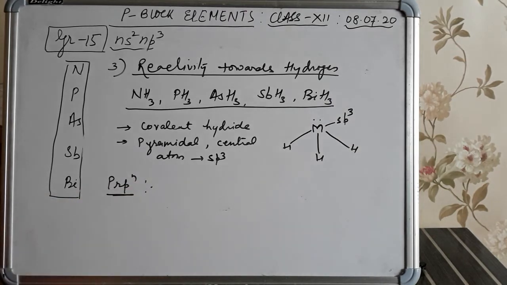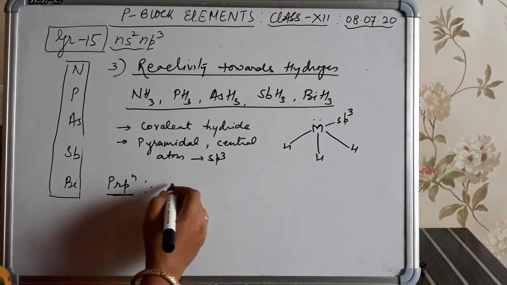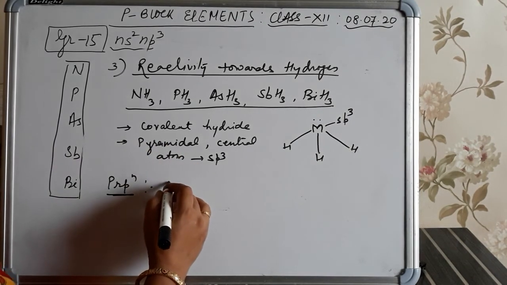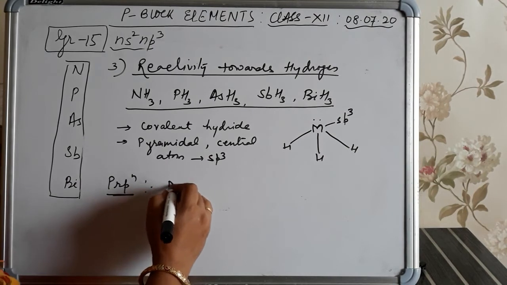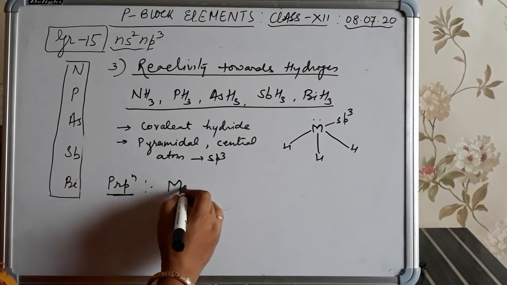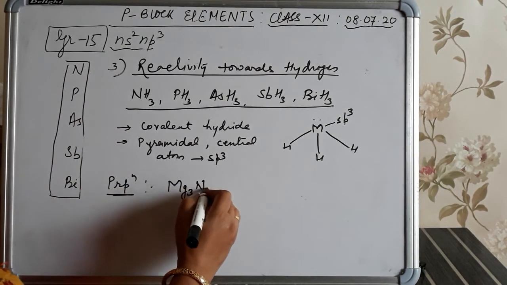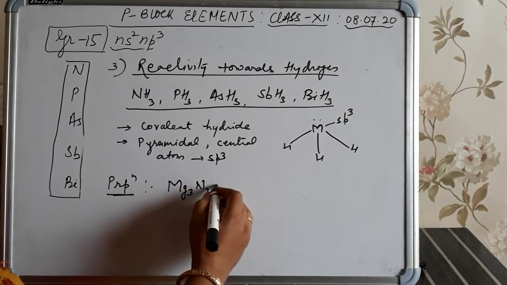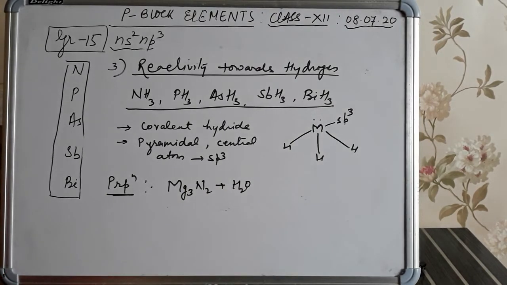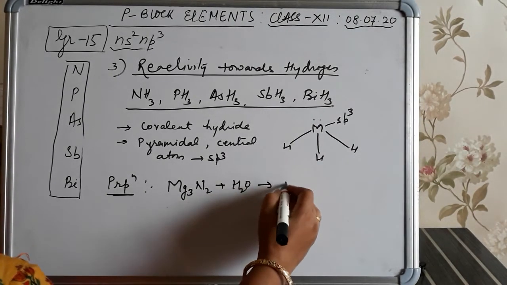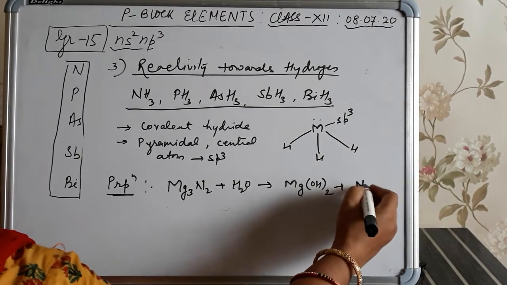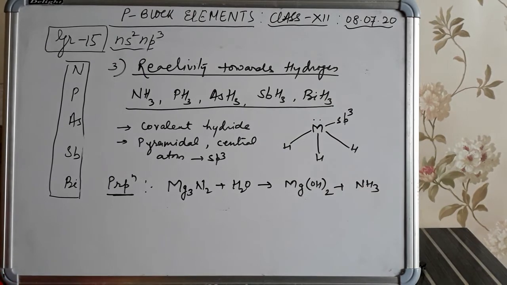How can we prepare the hydrides? Suppose for preparing hydrides of this group, we take the salts of particular metals. Suppose we have magnesium nitride. This is a salt of nitride. When it undergoes hydrolysis, it will form magnesium hydroxide and our desired product NH3 will form. So balance it also.